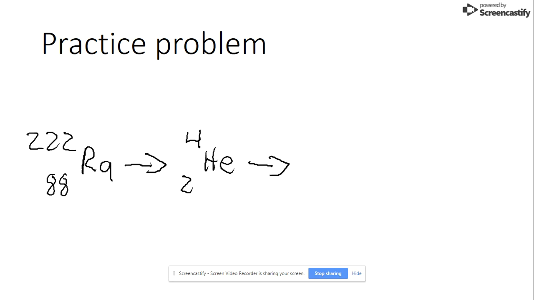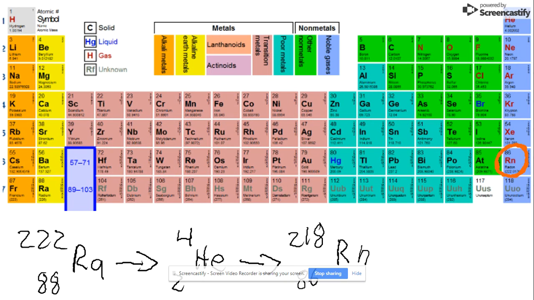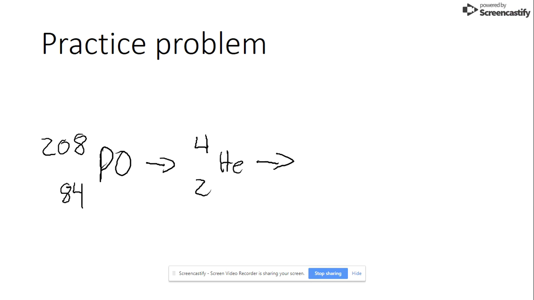Here's a practice problem. We have Ra and He. In order to find the element, we have to do 222 minus 4, which equals 218, and then 88 minus 2, which equals 86. But what is the element? We have to look for it in the periodic table. And as you can see, it's at the bottom right, which is Rn. And that is the final answer. Now here's a practice problem that you should try.